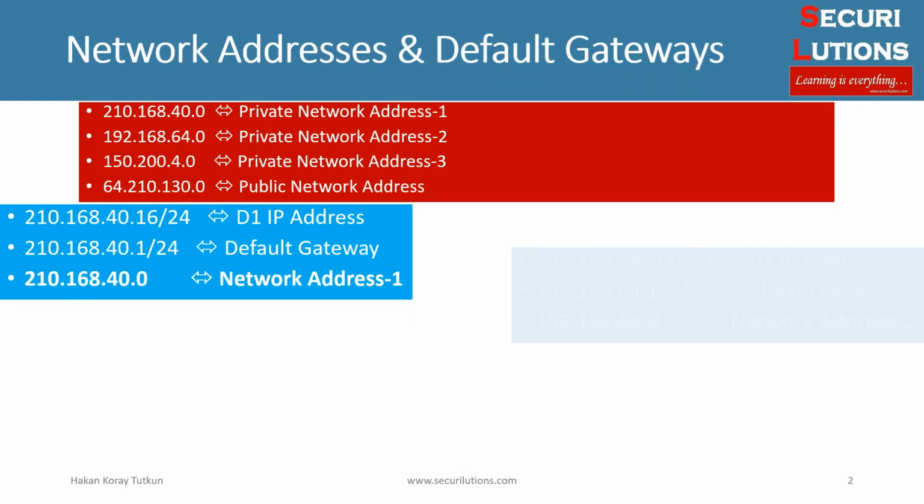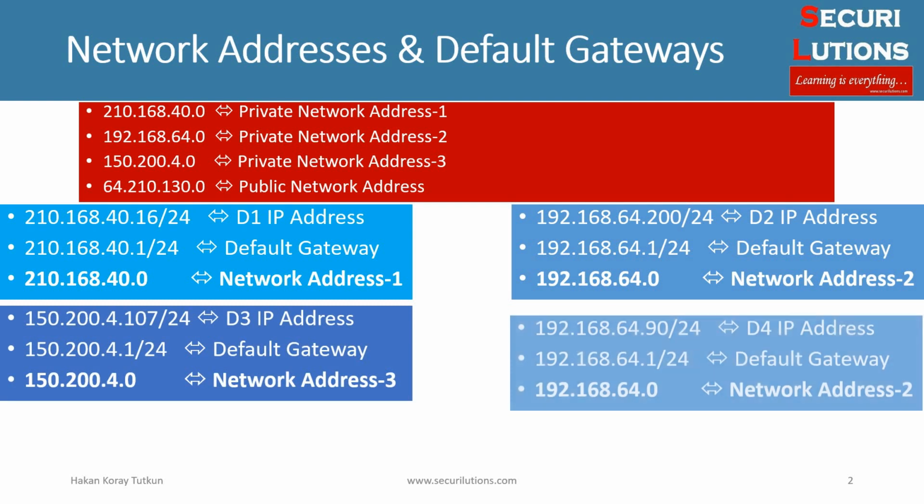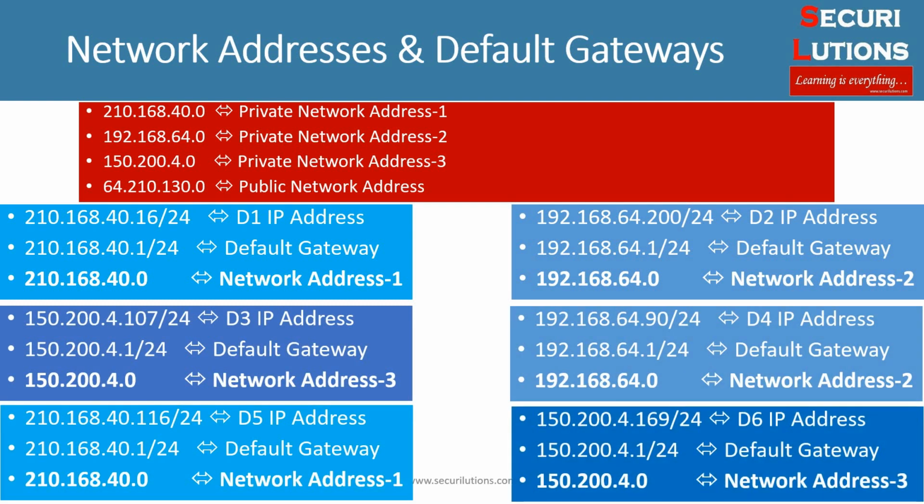Like IP addresses, subnet masks also have 32 bits. In the examples that we have done, the values of 24 bits are 1 and the values of 8 bits are 0. So we can also use /24 for short representation of the subnet masks. When we look at the first example of 210.168.40.16/24, we can easily understand that 210.168.40.16 is the IP address. /24 is a subnet mask which is 255.255.255.0.